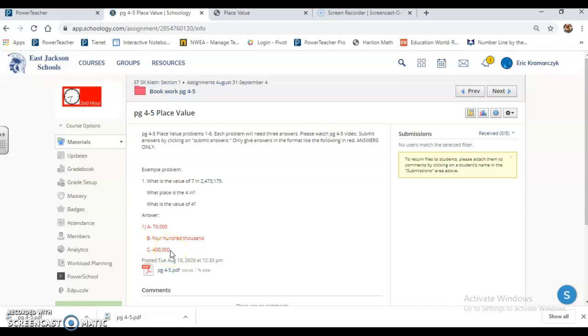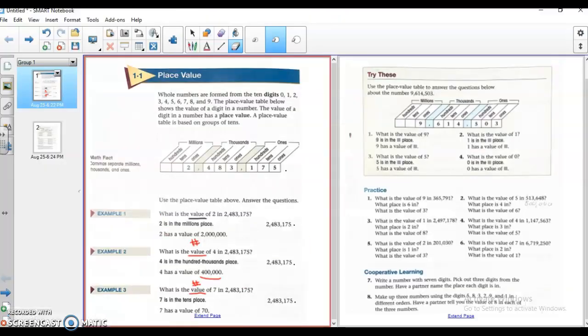I'll show you how we get there in a second, but notice each question will have 3 answers. A and C are going to be numbers, and the middle question will always be words. So you would click on this, and yours will look a little bit different than mine. You'll have to scroll up and down. On mine, I have it side by side.